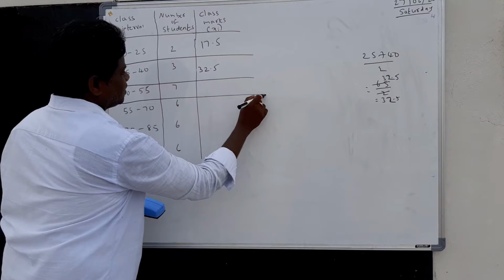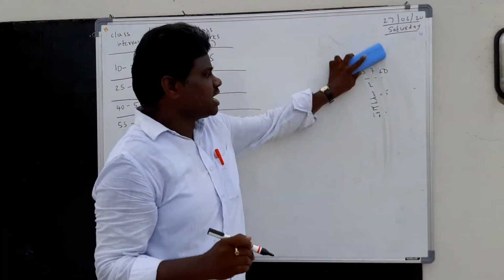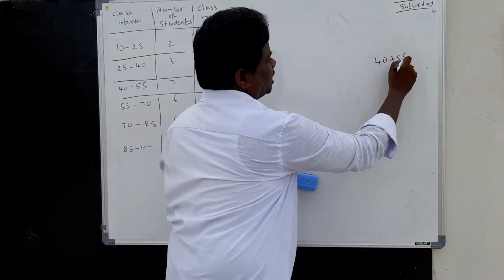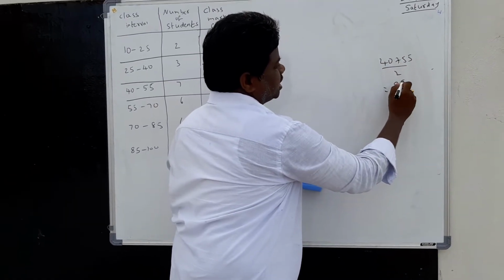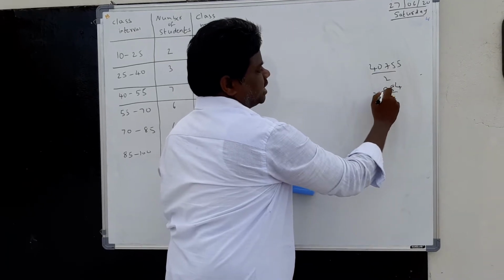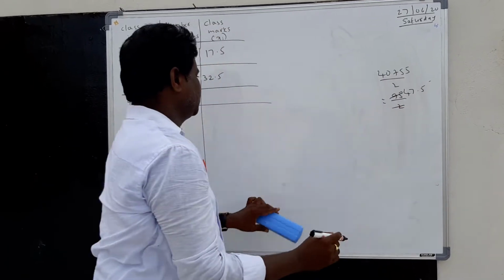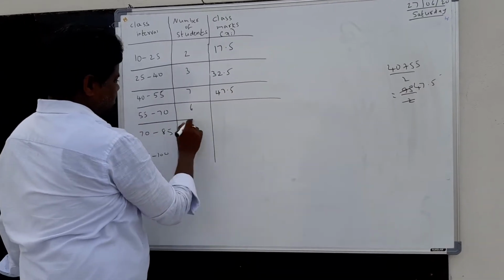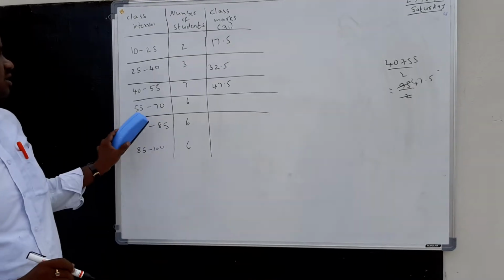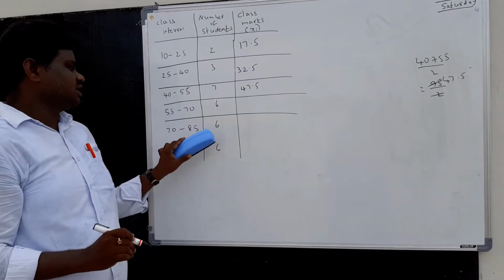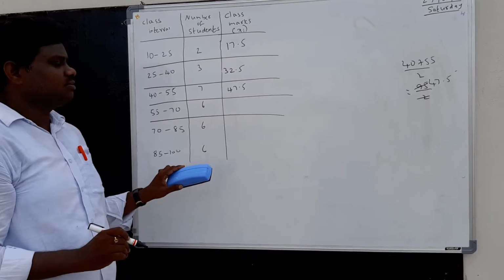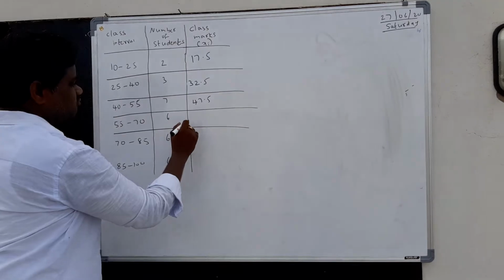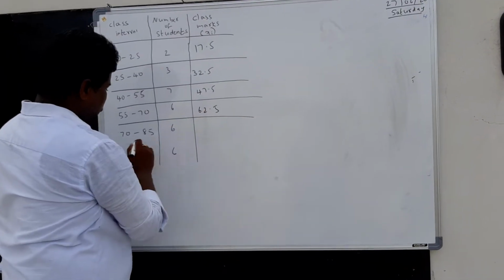For the next class interval, 40 to 55, if you add the same thing, you will get 40 plus 55 by 2. That is 95 by 2, that is 47.5. Like this, for the fourth class interval, add 55 plus 70, you will get 125 by 2. 125 by 2 means 62.5. You will get 62.5.